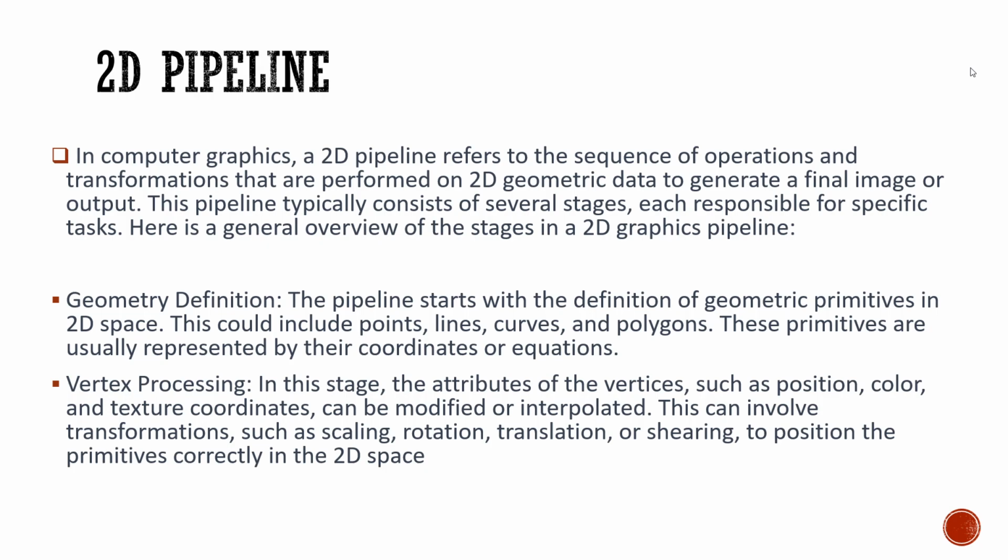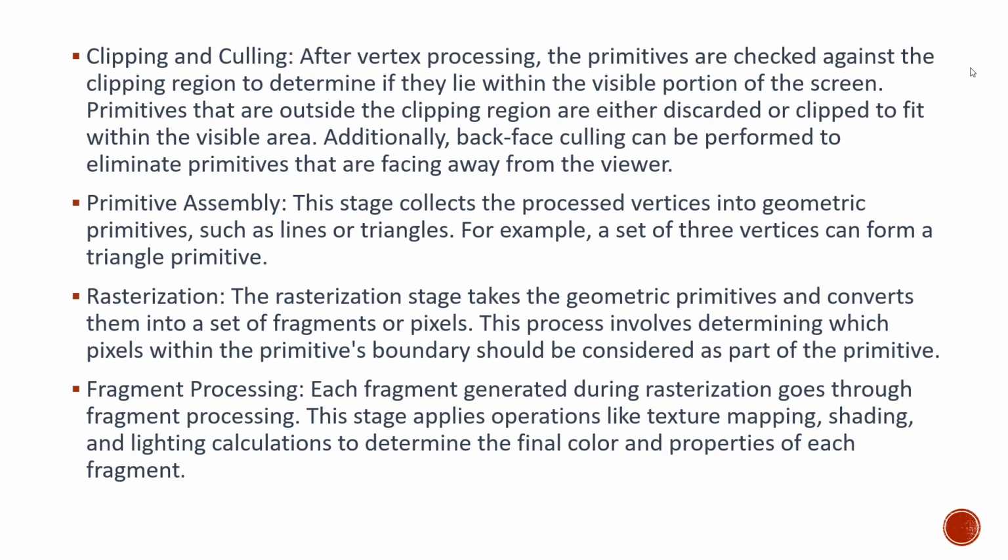Vertex processing. In this stage, the attributes of the vertices such as position, color, and texture coordinates can be modified or interpolated. This can involve transformations such as scaling, rotation, translation, or shearing to position the primitives correctly in the 2D space.